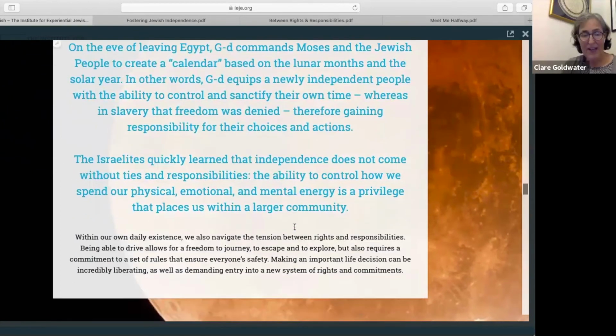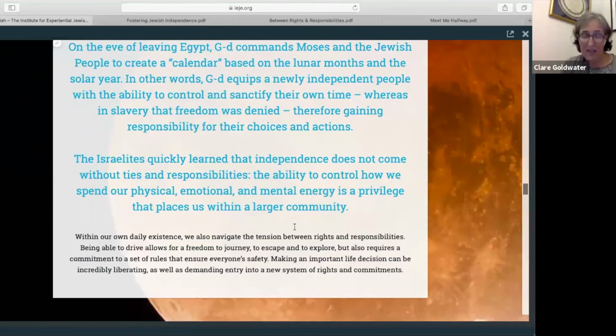Within our daily existence, we also navigate the tension between rights and responsibilities. Being able to drive allows for a freedom to journey, to escape and to explore, but also requires a commitment to a set of rules to ensure everyone's safety. Making an important life decision can be incredibly liberating, as well as demanding entry into a new system of rights and commitment.